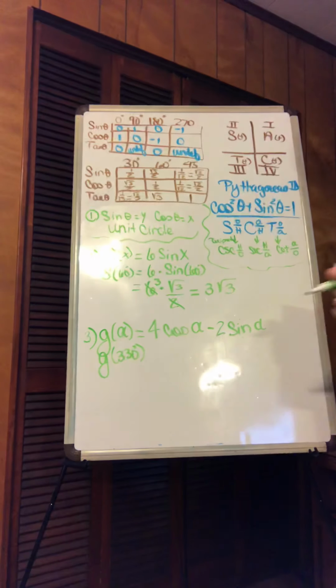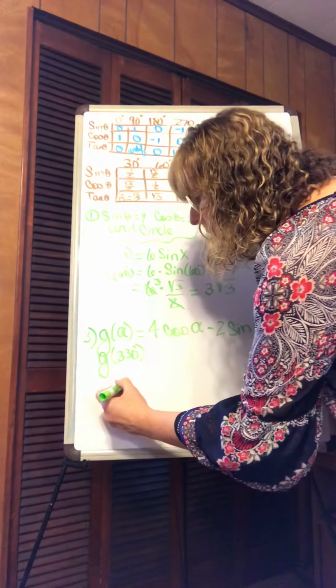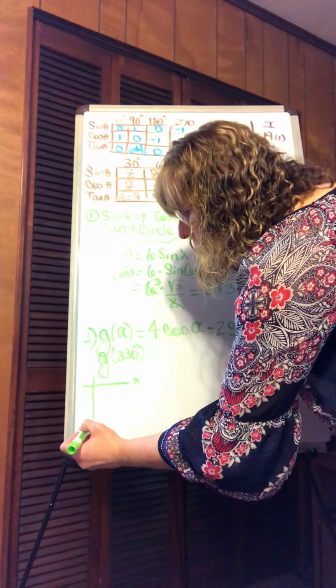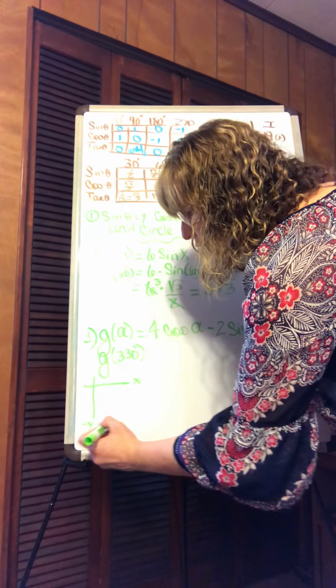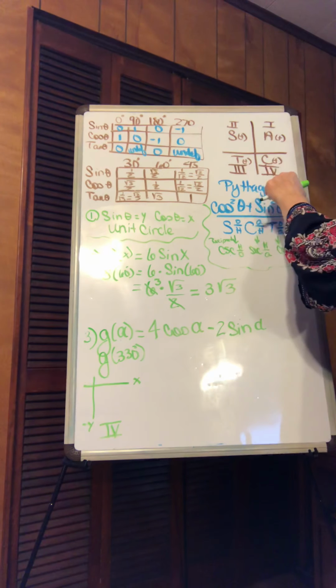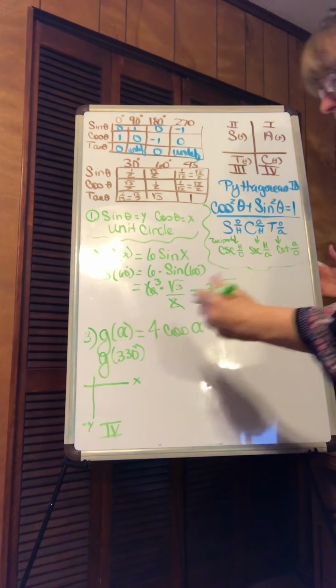Well, 330 degrees is a quadrant 4 angle. So before I go any further with this, I am going to draw out quadrant 4. Quadrant 4 has a positive x and a negative y. Quadrant 4 is cosine's quadrant. Cosine is positive, and sine then is going to be negative. So that's pretty important here.